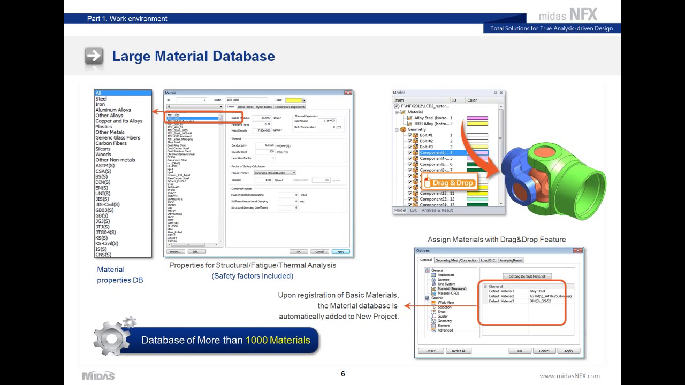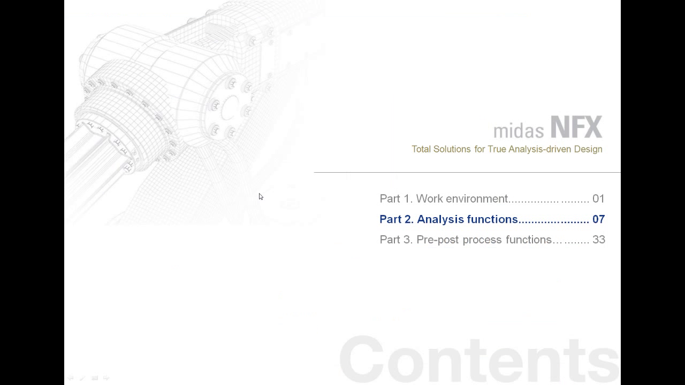So when you do the analysis, sometimes you don't have the values for the materials, so it is always good to have a database of materials, and so you don't have to search all the values every time you want to do some simple analysis. And in Midas NFX you have the data from the mechanical, the heat transfer, the failure, and the fatigue values.